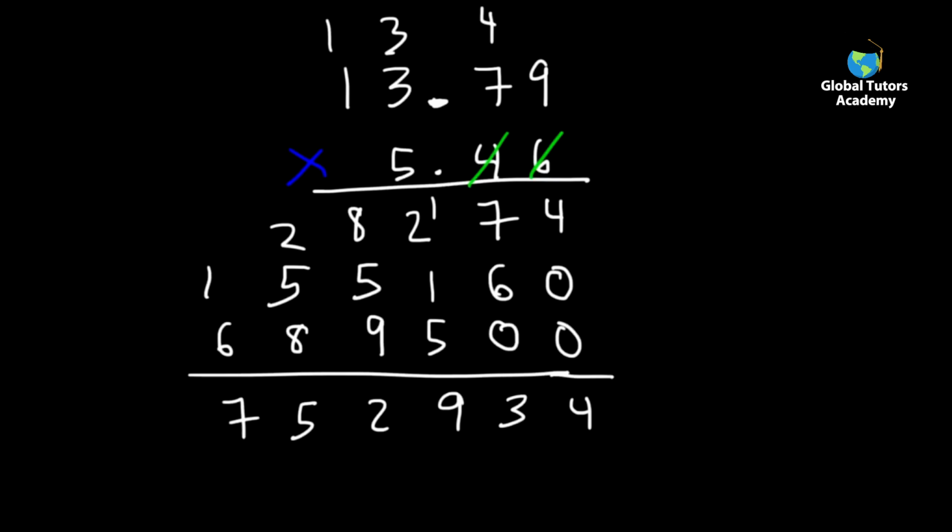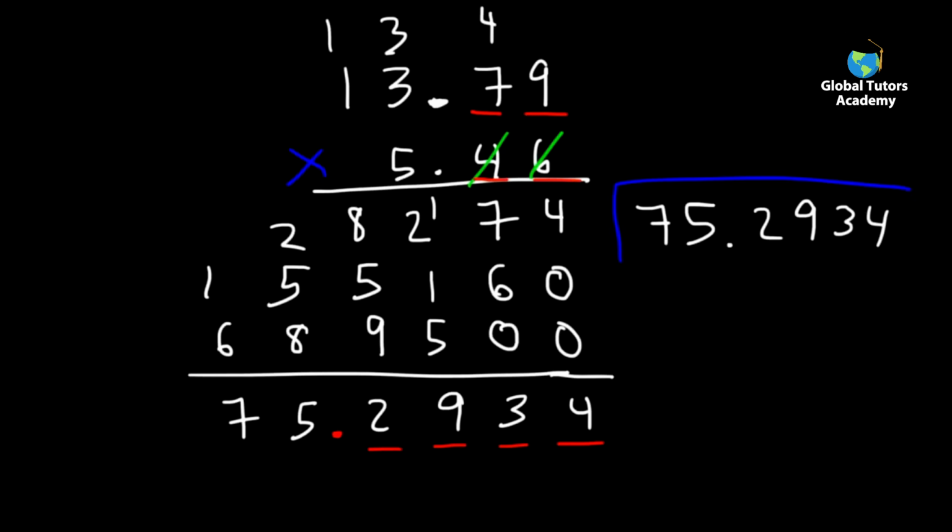Now, where should we put the decimal? Looking at the original numbers, the first number has 2 numbers to the right of the decimal point. And the second number also has 2 numbers. So therefore, our final answer should have a total of 4 digits to the right of the decimal point. Which means our answer is 75.2934. Now, if you have your calculator, you can confirm all of these answers.